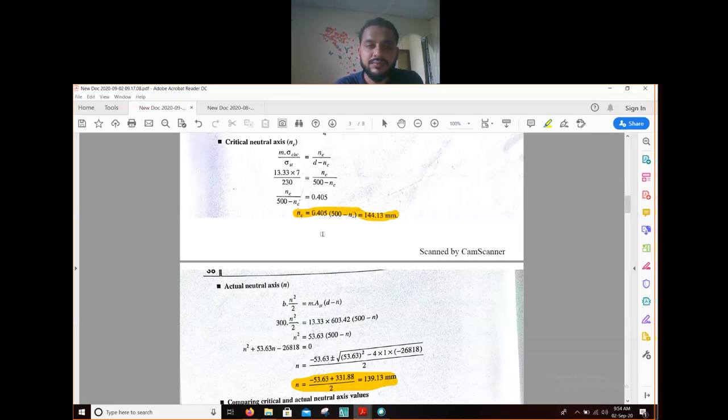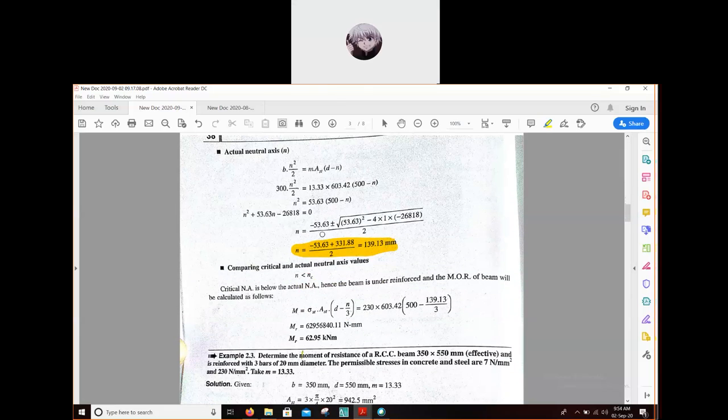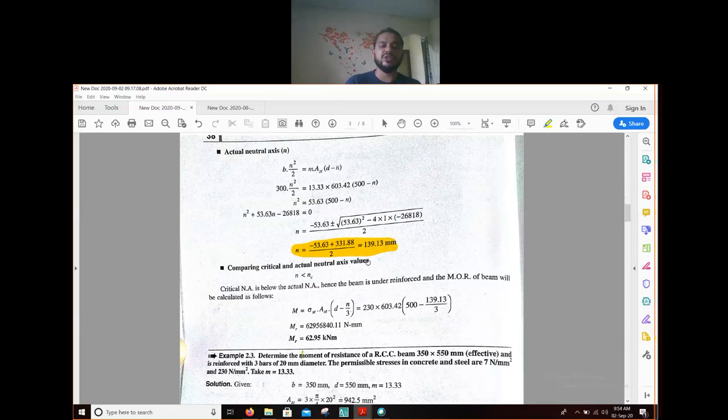Under reinforced section, sir. Yes, under reinforced section. Okay, good. So, comparing the critical and actual neutral axis, N is less than NC, therefore the critical neutral axis is below the actual neutral axis, and hence the beam is under reinforced, and the moment of resistance of the beam will be calculated as follows. This formula also I have given in the last class PDF. For an under reinforced section, this is the formula to find out moment of resistance.